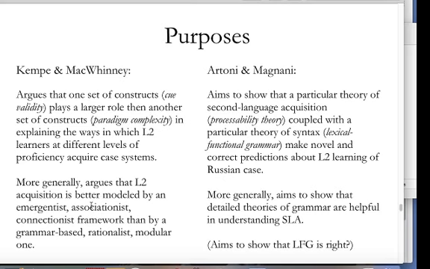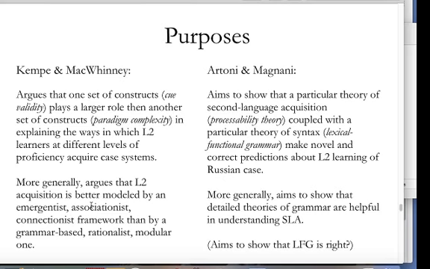Artoni and Magnani are trying, on the other hand, to show that a particular theory of second language acquisition, which they call processability theory, when you couple it with a detailed theory of grammatical structure, which is lexical functional grammar, or LFG, that these two things together make some novel and kind of surprising predictions about how foreign learners ought to learn Russian case, and that those predictions are right, that these are correct predictions.